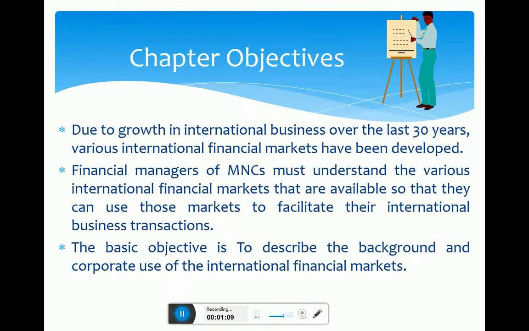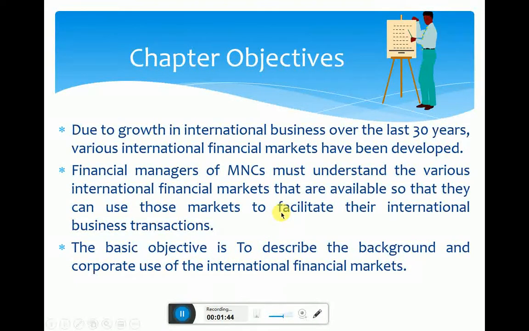So basically in this chapter we'll discuss the various financial markets which are available for multinational corporations to facilitate international business transactions. We'll understand how multinational corporations use these international financial markets while they are doing international business transactions. We'll have a big round discussion on the corporate use of these international financial markets.